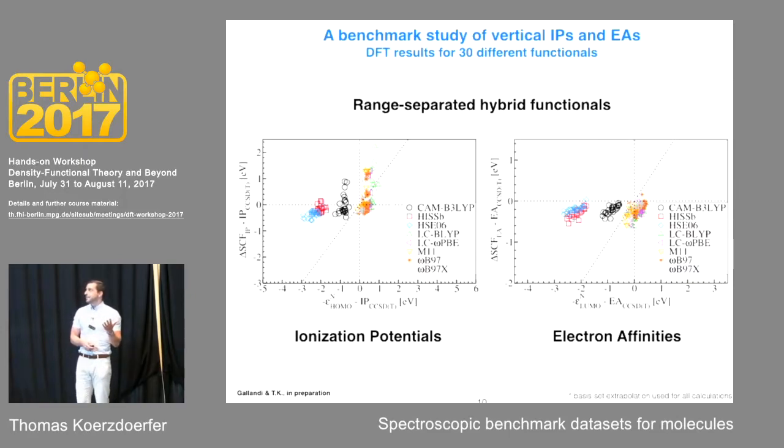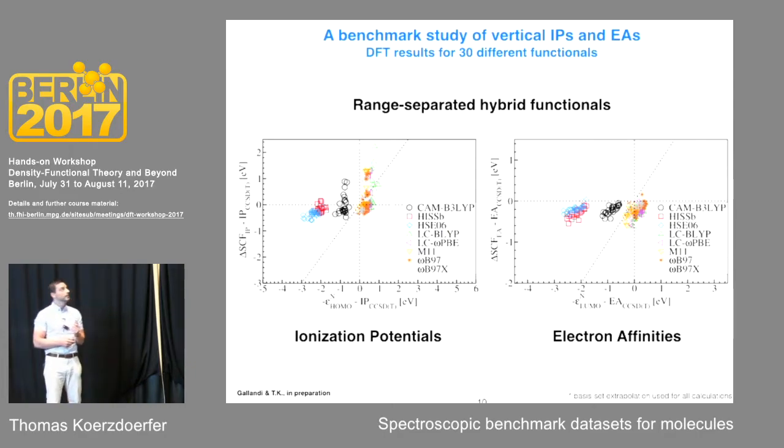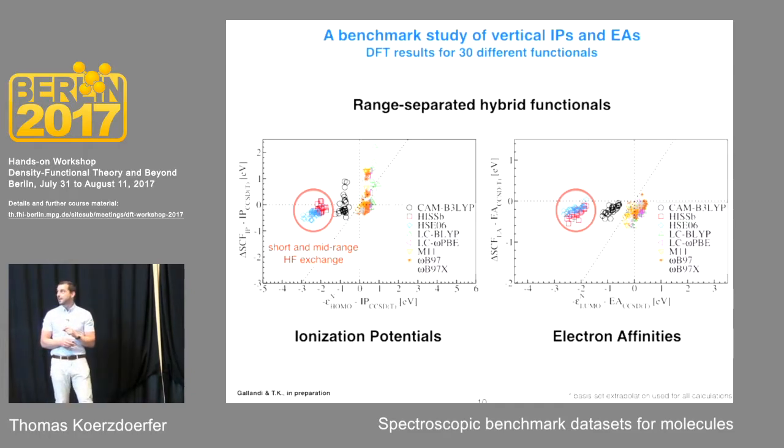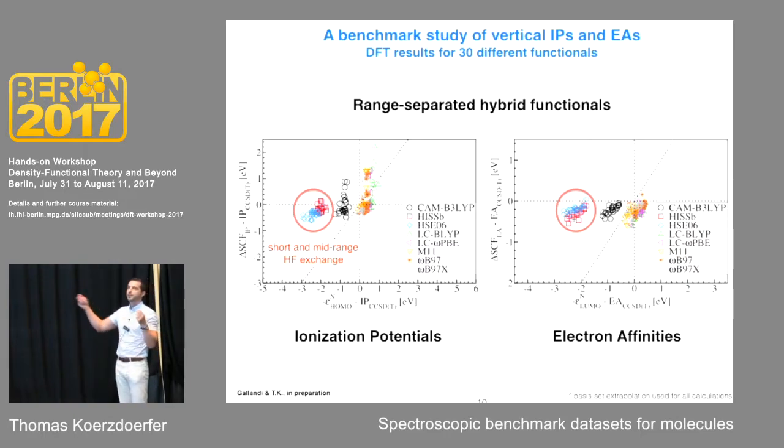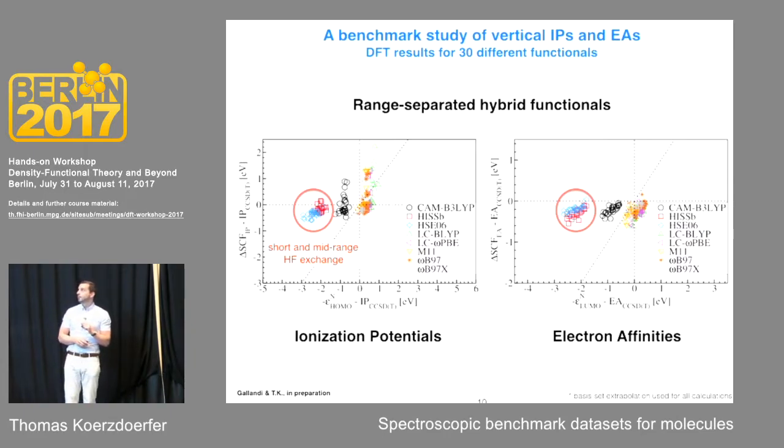Now, next step, let's go to range-separated hybrid functionals. The first thing you realize is that a lot of them perform really well. The second thing you realize is that there's a clustering of results. These here are basically HSE, and an adapted version of HSE where you have some mid-range exchange. HSE, as most of you know, has Hartree-Fock exchange for short-range electron-electron interactions, and semi-local exchange for long-range electron-electron interactions. Okay? So they are not really doing well for this case.